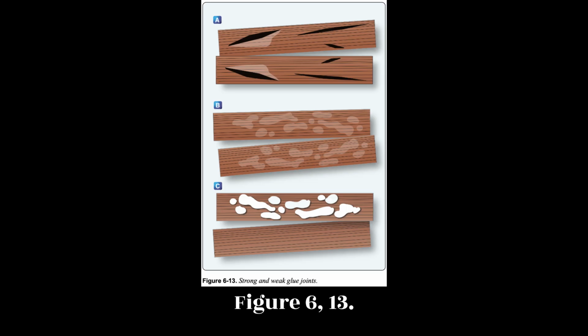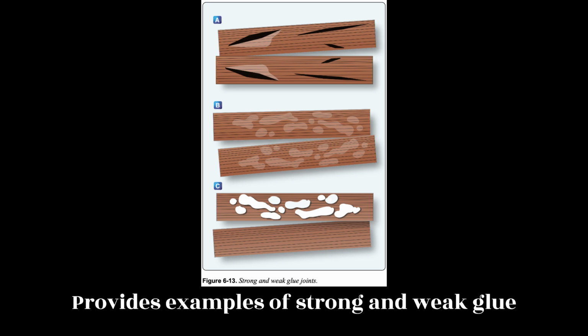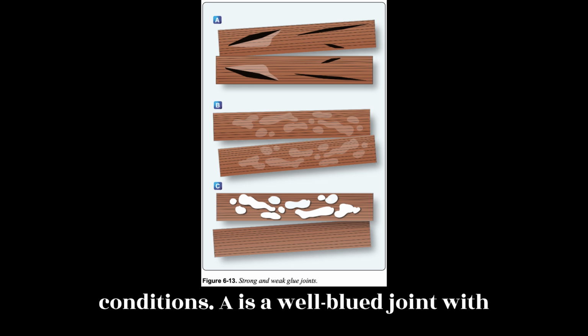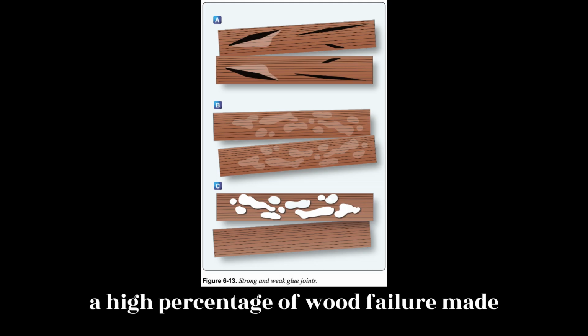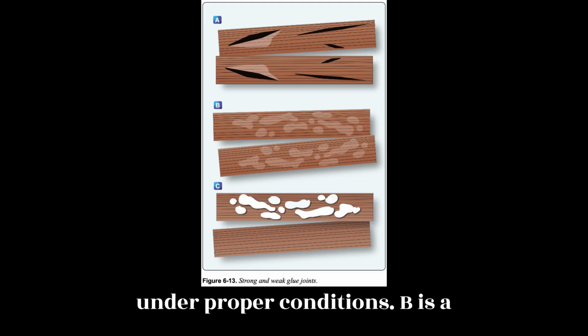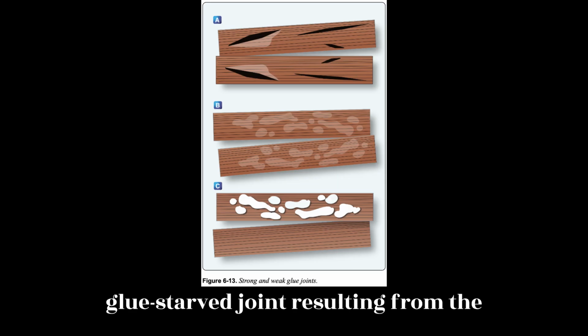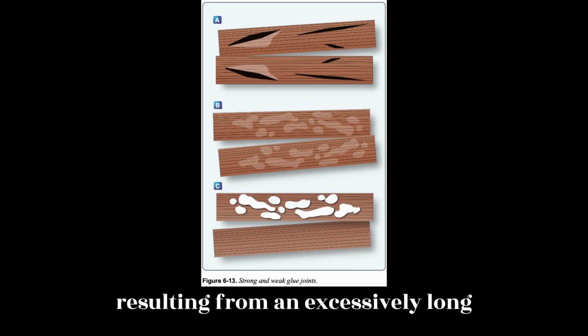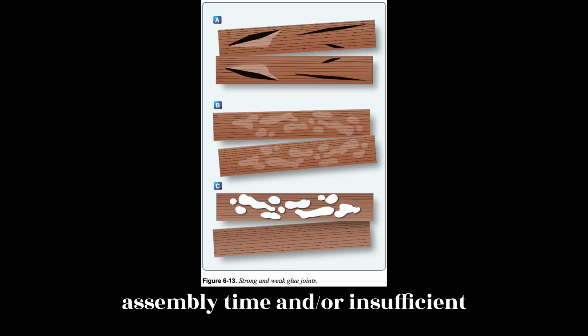Figure 6.13 provides examples of strong and weak glue joints resulting from different gluing conditions. A is a well-glued joint with a high percentage of wood failure made under proper conditions. B is a glue-starved joint resulting from the application of excessive pressure with thin glues. C is a dry glue joint resulting from an excessively long assembly time and/or insufficient pressure.